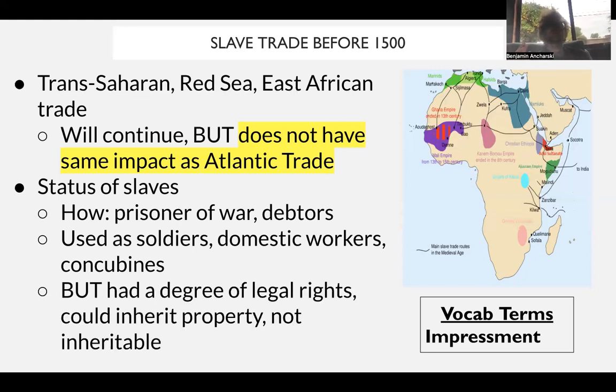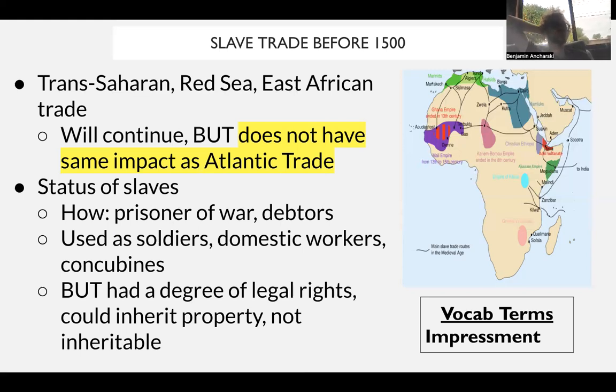And despite the fact that enslaved people are enslaved, obviously no one wants to be enslaved, we do see that there is a degree of legal rights for enslaved people in these pre-1500 slave trade routes. There is a degree of legal rights. You can't overtly mistreat your slave. A slave can sue based on mistreatment, based on abuse.